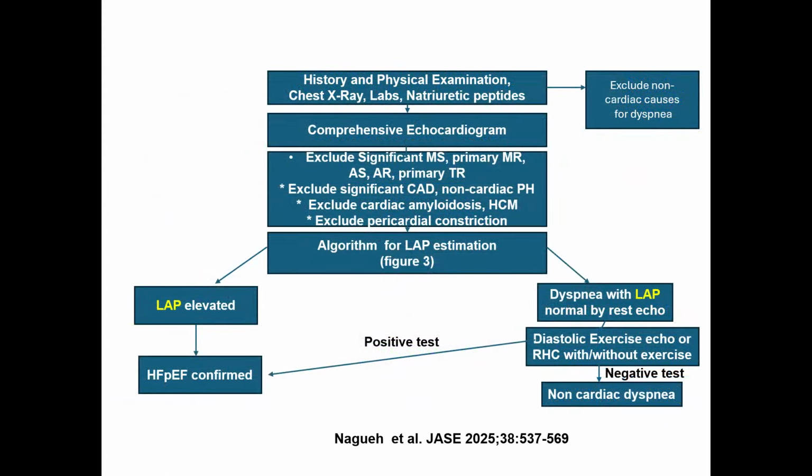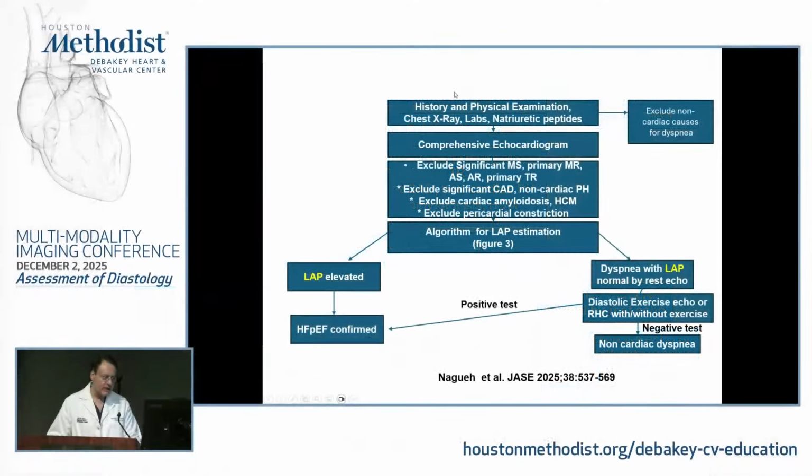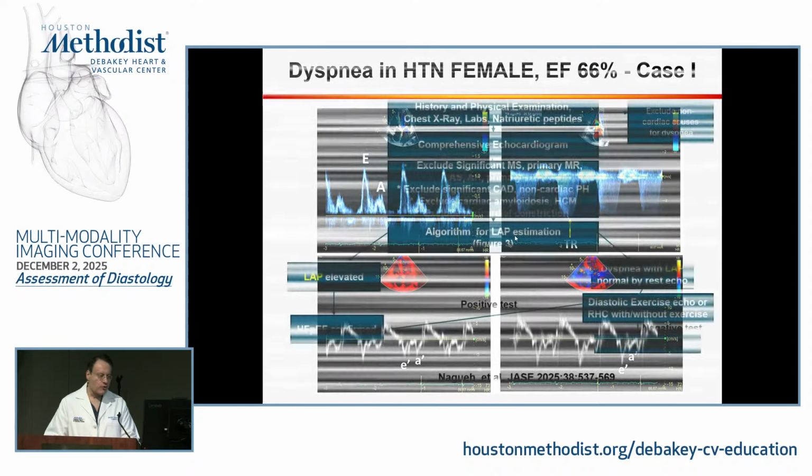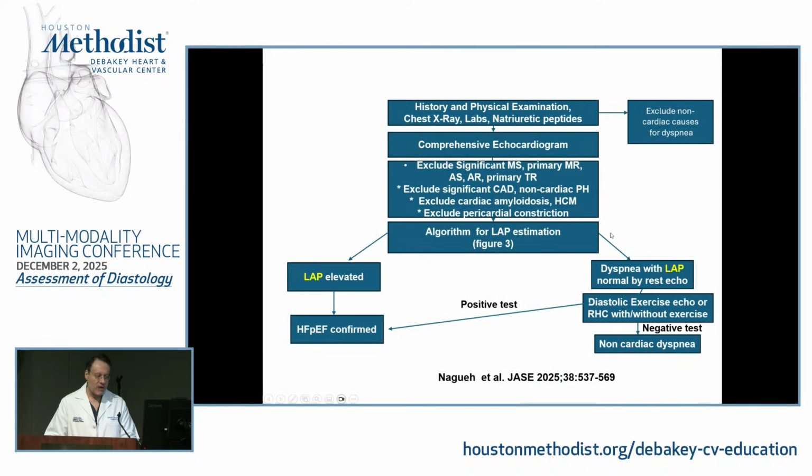In addition, in the 2025 guidelines, that was not included in the 2016 guidelines, is the diagnosis of heart failure with preserved ejection fraction. Part of the evaluation is clinical, and then a comprehensive echocardiogram, and we want to rule out significant valve disease, significant CAD, infiltrative disorders, pericardial problems. And after that, we apply that algorithm I just showed you for left atrial pressure estimation.